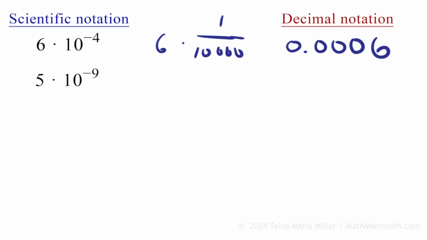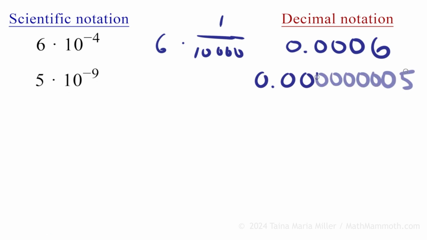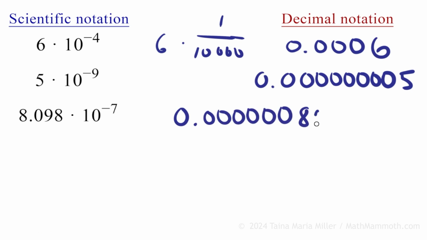Next, 5 times 10 to the power of negative 9. Can you do it before I get to writing it? 0 point, and then the 9th decimal place will have 5. All right, with this one we have the decimal point here, followed by 0.98. But it still works that this first 8 here will be in the 7th decimal position after the decimal point. Let me show you. I better start somewhere here. So the 7th decimal place will have 8. And then this, and then the rest of the digits.